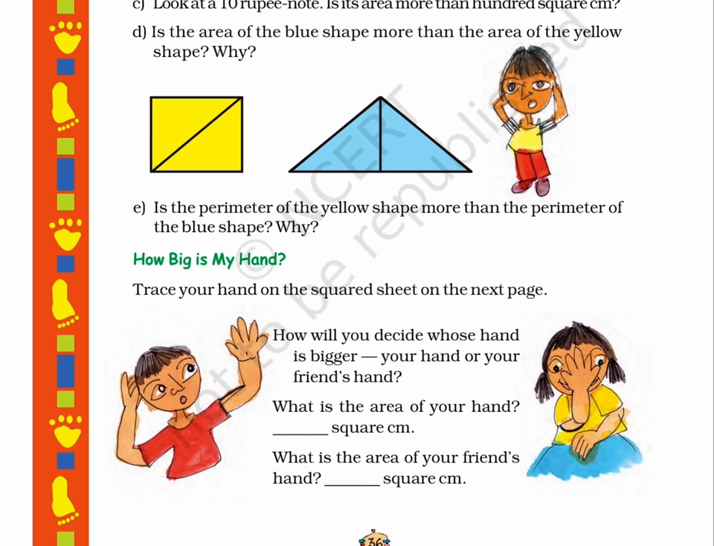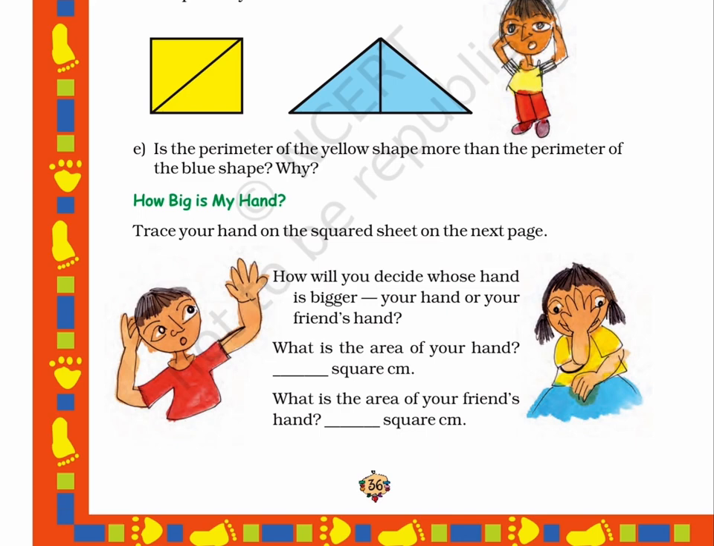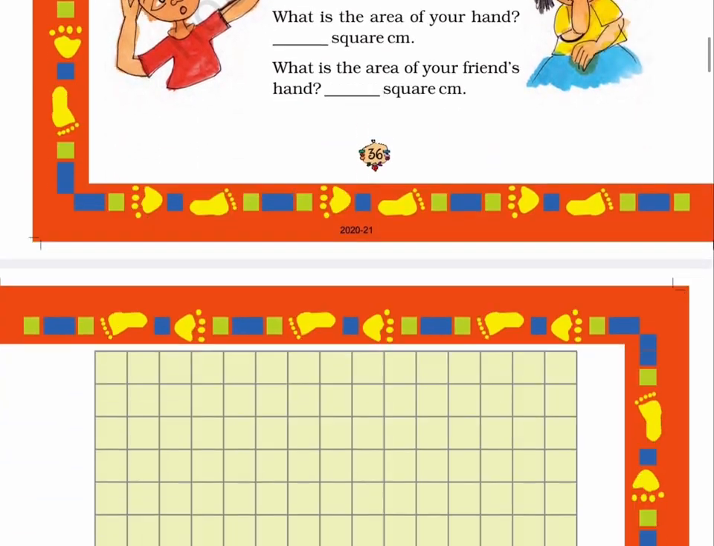Why? How big is my hand? Trace your hand on the squared sheet on the next page. How will you decide whose hand is bigger, your hand or your friend's hand? What is the area of your hand? Square centimeters. What is the area of your friend's hand? Square centimeters.